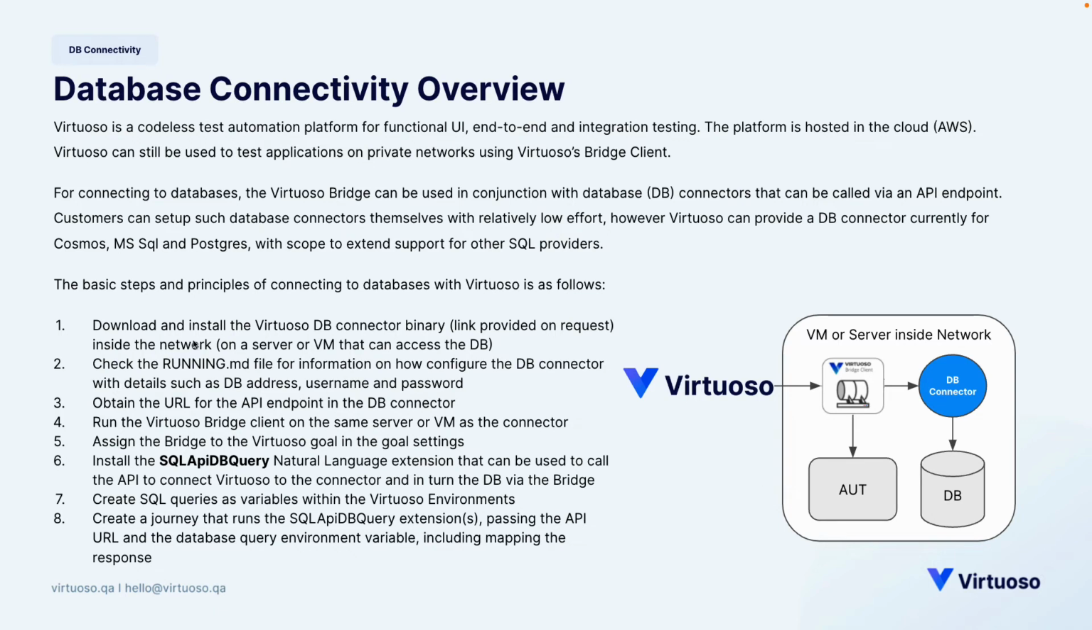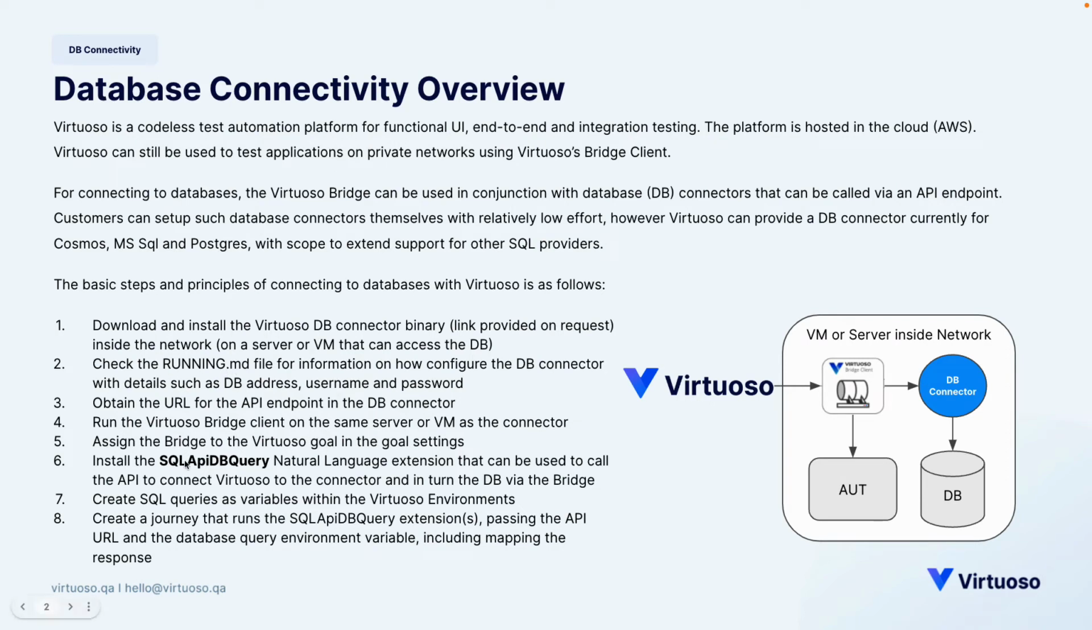One is to download and install the Virtuoso database connector binary, which the link to download can be provided on request. Use the running MD file for details of how to configure that connector with details such as the database address, username, and password. You then need to record the URL of the VM or server on which the database connector is running. Once that's done, make sure that the bridge client, which can be found in a separate video, is set up. You would then go into Virtuoso and assign the bridge within the goal settings.